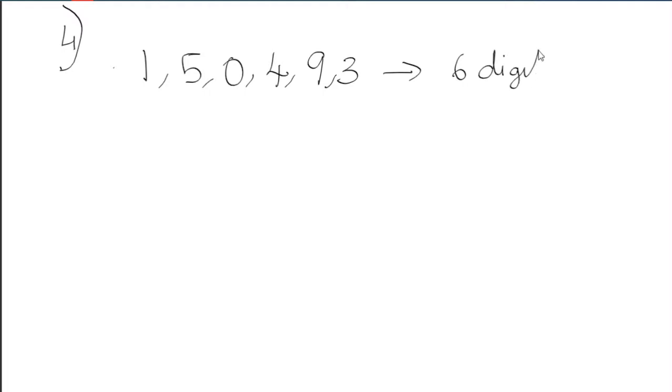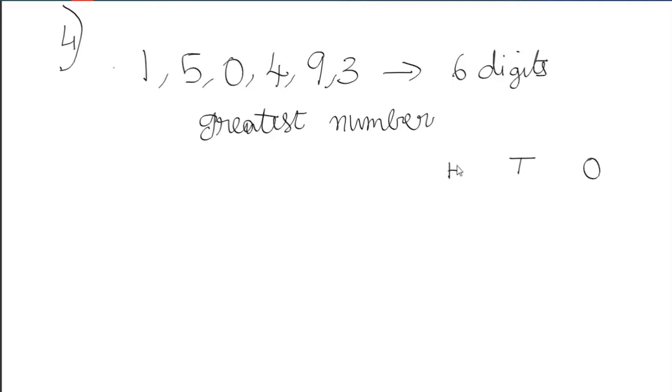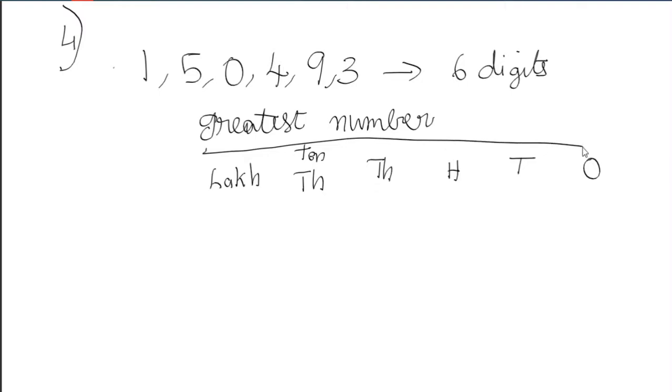So by using these 6 digits, what are we doing? We are creating the greatest number by using 6 digits. So how many places does it occupy? It occupies 6 places. What are those? First ones place, then tens place, then hundreds place, then thousands place, then 10,000 place, and the sixth place is lakh place. What is that? Lakh place. So it occupies 6 places.